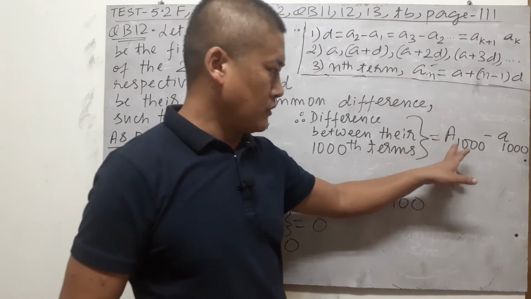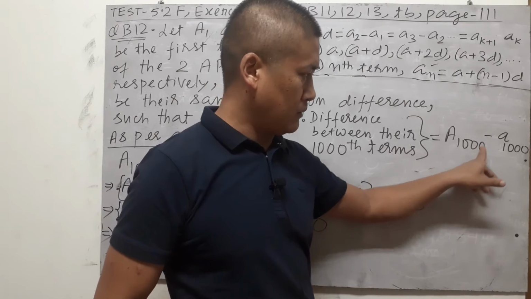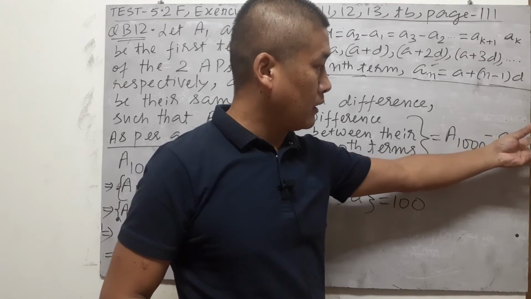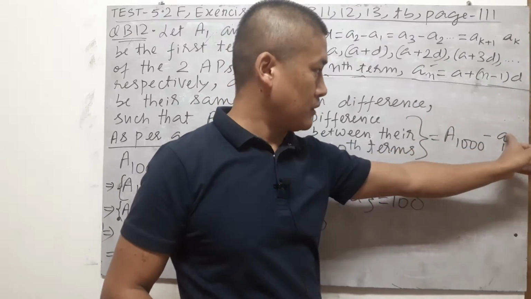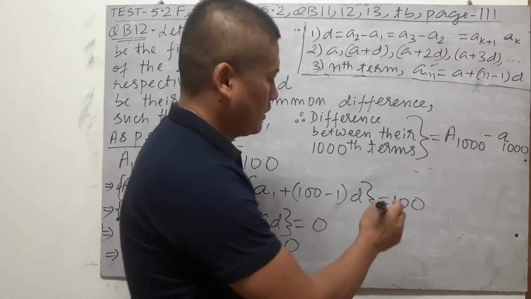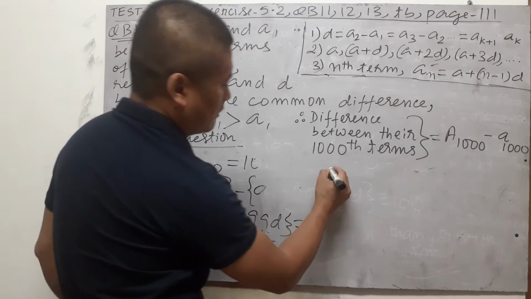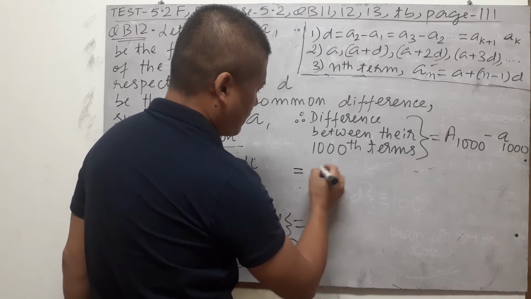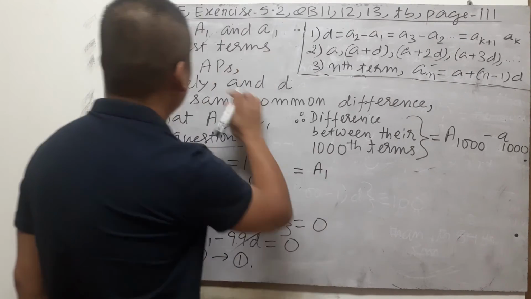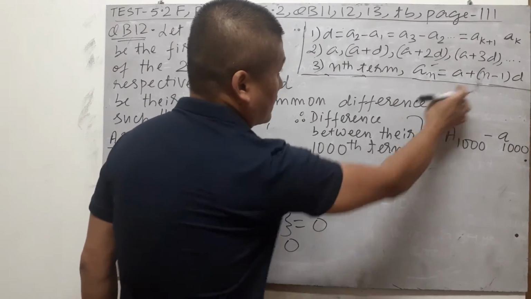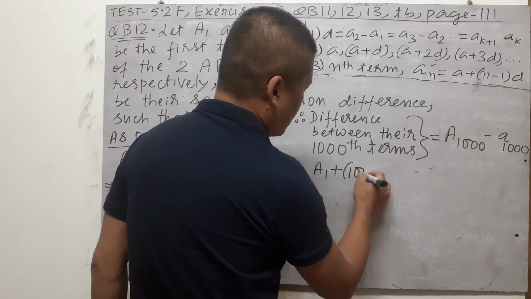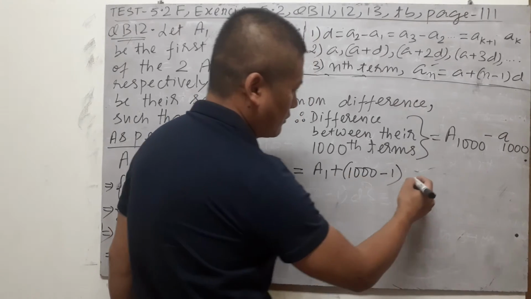Value of the 1000th term of the first AP, capital A1000, minus the value of the 1000th term of the second AP, small a1000. So let us apply that formula. A1000 will be the first term A1 of the first AP, plus, applying this formula, N is 1000 now, so N minus 1, 1000 minus 1, into D.